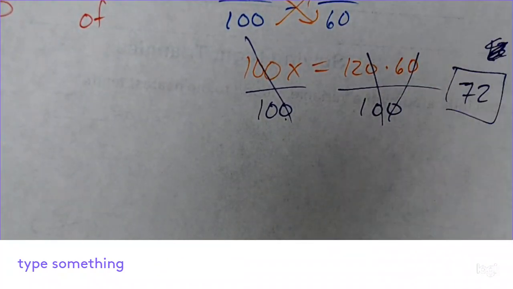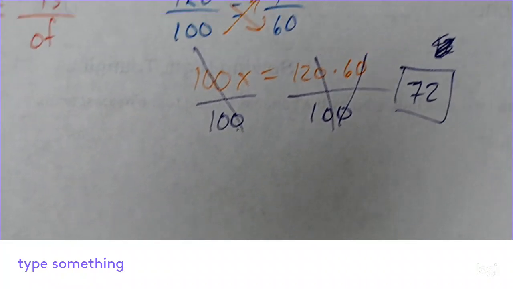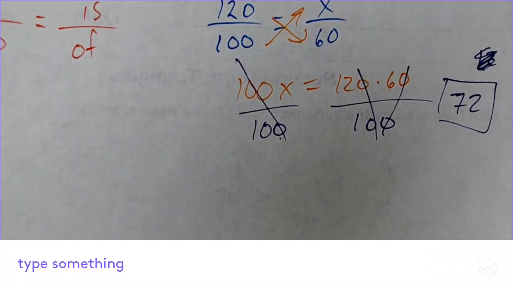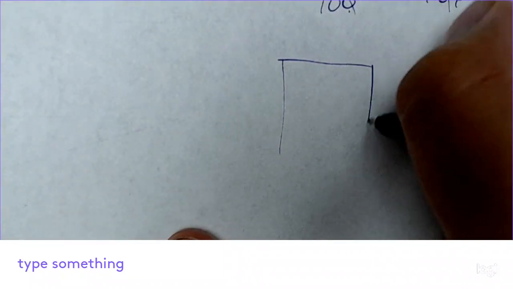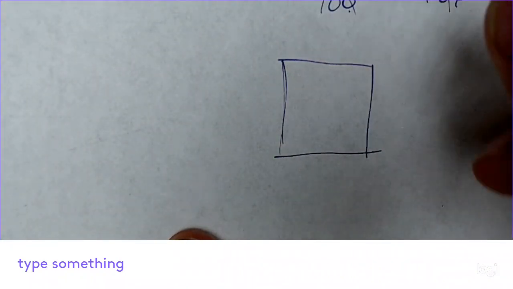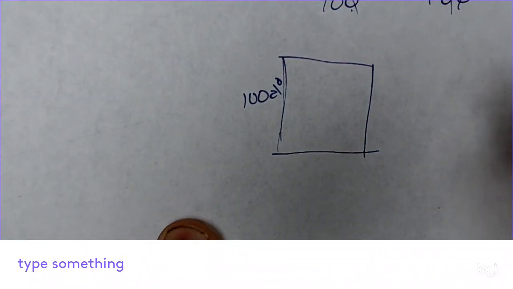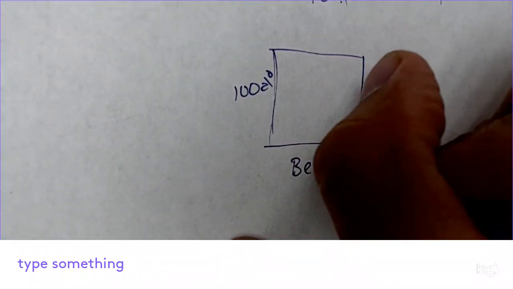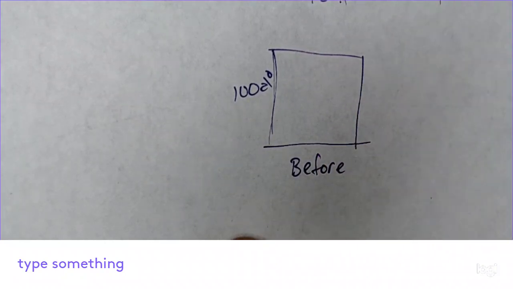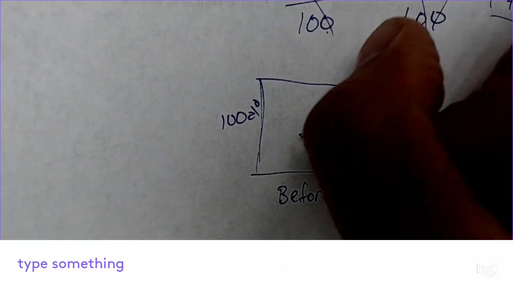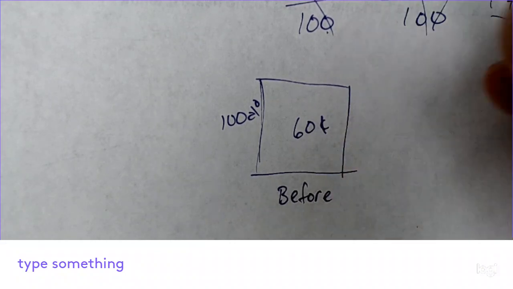x equals 72. Now we have to create a diagram of everything we just did. So, remember our "of" diagram, our before, is really easy. I'm just going to draw a box, right? And that's going to be the 100% box. This is the before. Right? The before, it's 60 cents was 100%.